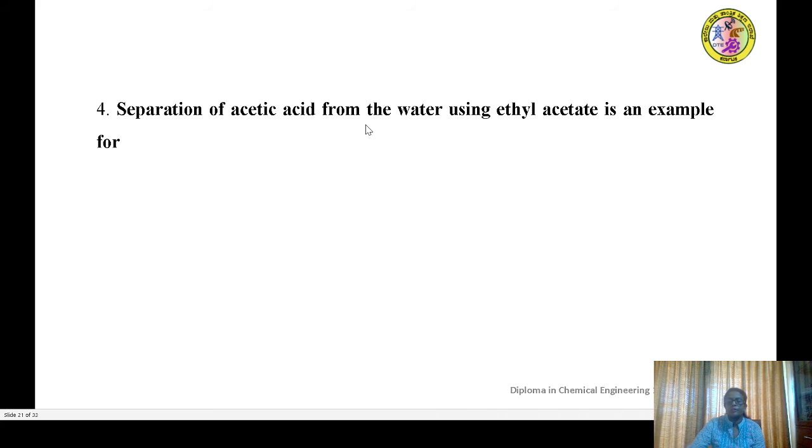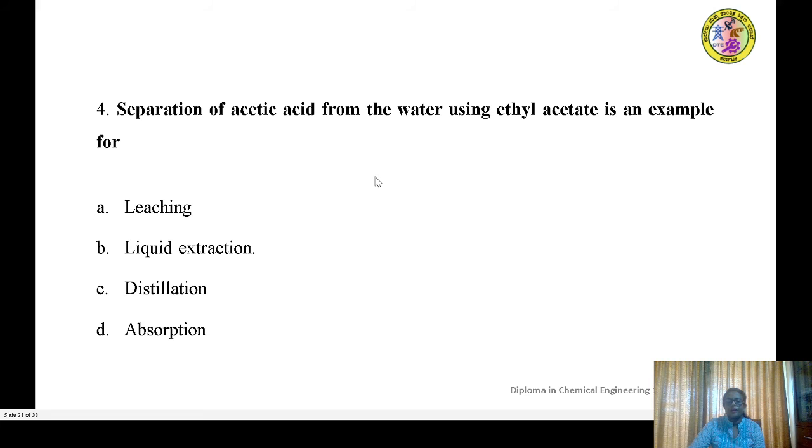Separation of acetic acid from water using ethyl acetate is an example of leaching, liquid extraction, distillation, absorption. Okay, acetic acid in water is a liquid solution. Ethyl acetate is also a liquid. So a liquid to liquid operation is always a liquid extraction. It is not leaching, which is a solid liquid transfer. It is not distillation, which is a liquid to vapor transfer. It is not absorption, which is a gas to liquid transfer. So it is liquid extraction, the right answer for this question.